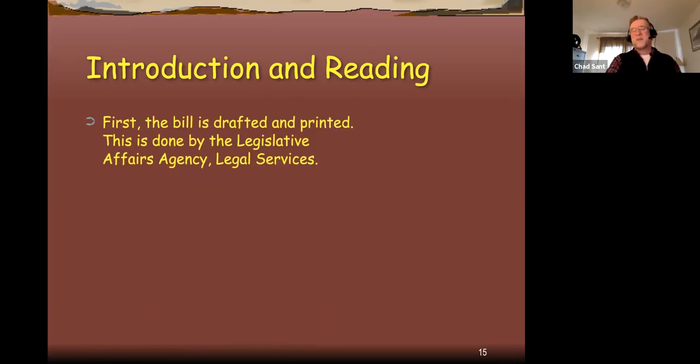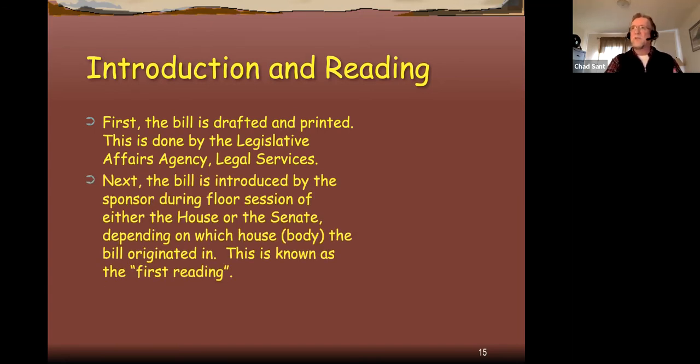So the introduction and reading happens with the bodies all together. And it's not done until it has been drafted and printed through the Legislative Affairs Agency or Legal Services. That gives them an opportunity to pore over the idea and make sure everything is constitutional, make sure that it's not going to violate any pre-existing statutes. And then that bill, if it cuts the mustard there, is introduced by the sponsor during the floor session of either the House or the Senate, depending on which house the bill originated in. That is known as the first reading, and they still use those terms.